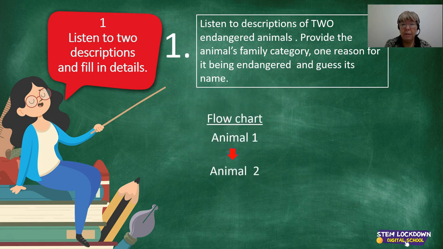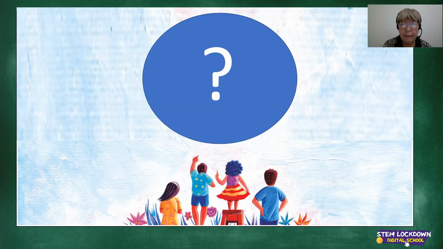So to get started, draw this flow chart in your book, Animal 1 and Animal 2. Leave enough space to write down 3 keywords about this animal and maybe even a sentence. Okay, got that? Shall we get going?